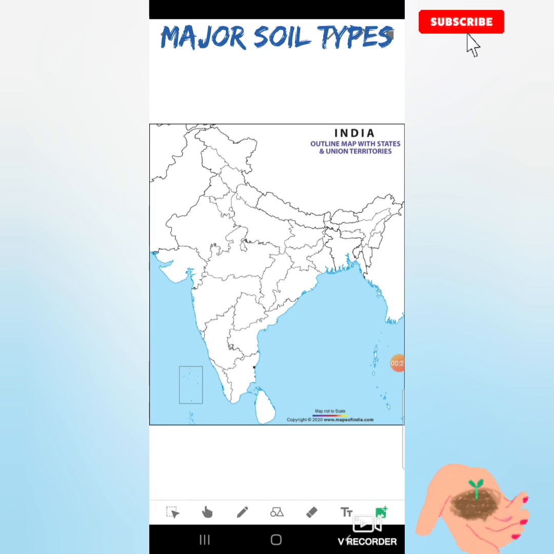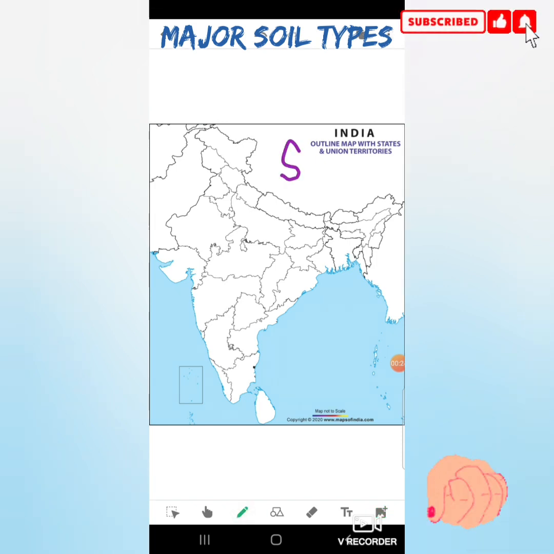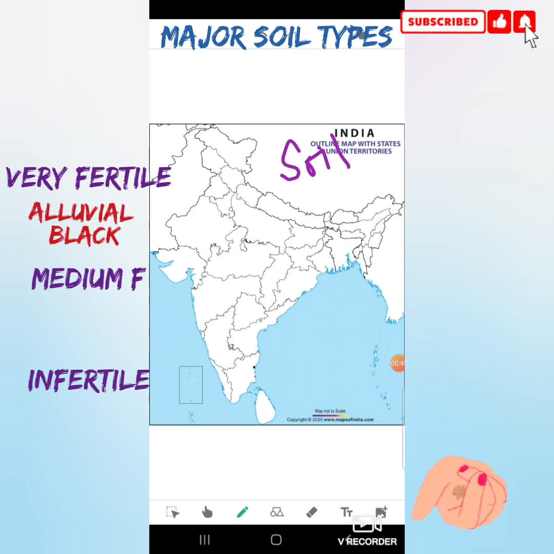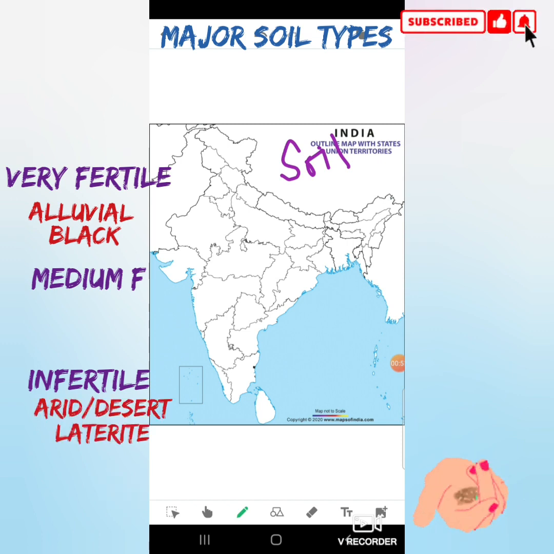The soil types of India, we will divide them into 3 categories, and the 3 categories are very fertile, infertile, and the third one is medium. So, under the very fertile category, alluvial soil and black soil will come. Then the second category, that is infertile soil. Infertile means the fertility content of the soil is very less, although they can be made useful for agriculture by different types of other methods. That infertile category includes the arid or desert soil and the laterite soil.